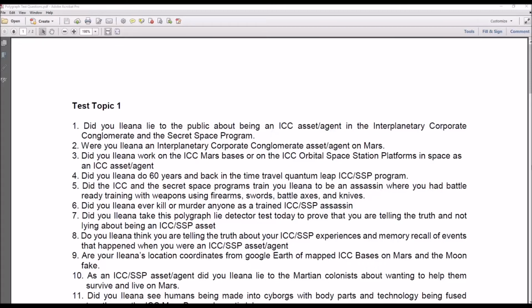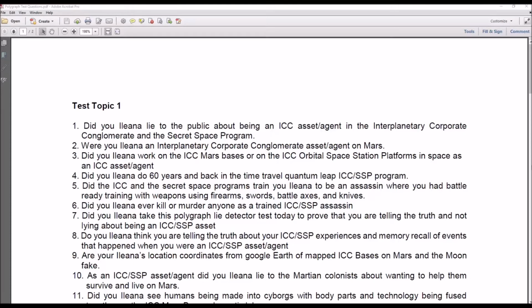Did the ICC and the secret space programs train you, Ileana, to be an assassin, where you had battle-ready training with weapons using firearms, swords, battle axes, and knives? Yes. Did you, Ileana, ever kill or murder anyone as a trained ICC/SSP assassin? No. And the reason why I say no to this question is because I truly don't remember whether I killed or murdered someone or not.